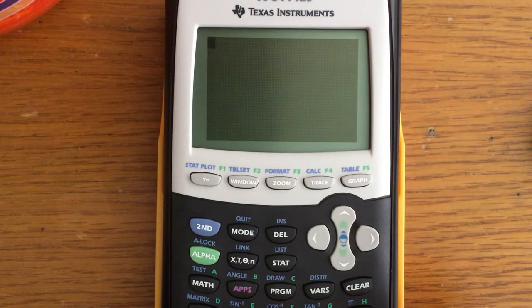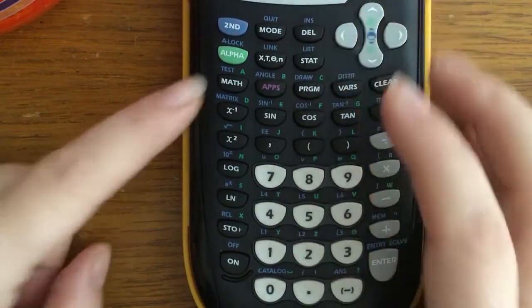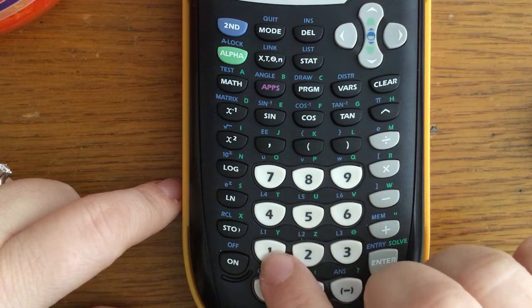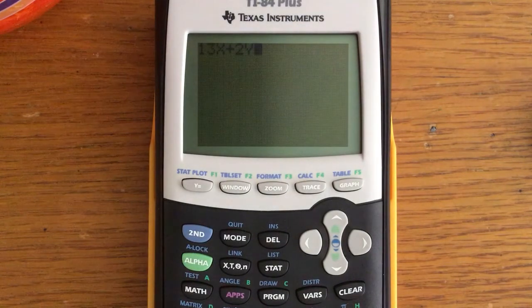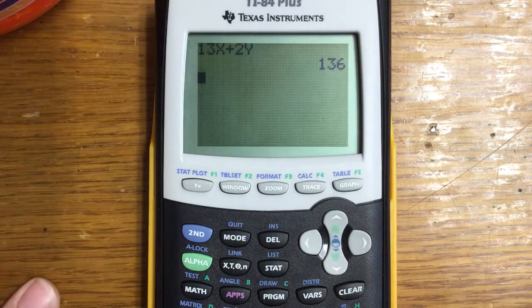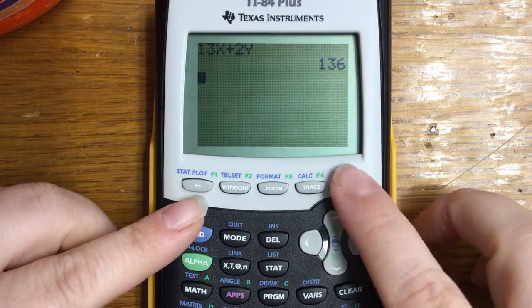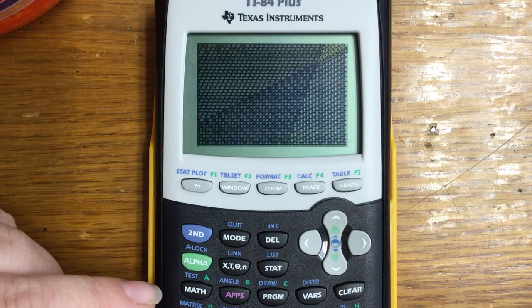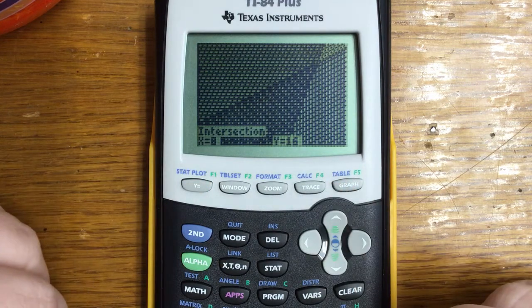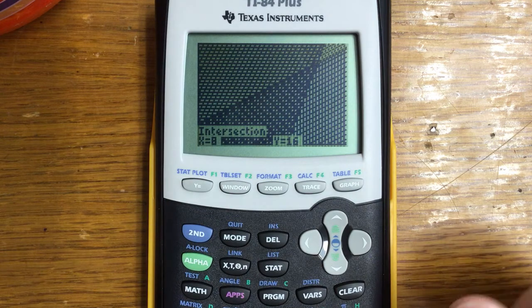Back on the home screen, I'm going to type in my objective function, which is p equals 13x plus 2y. So I'm going to go 13x plus 2, and then to get the y, I'm going to go alpha, and there's a green y above 1. Now back on my screen, I've got 13x plus 2y. If I hit enter, 136 is the value of that objective function at the point on my graph, which was 8, 16. And if you're not sure you're buying that, 13 times 8 plus 16 times 2, it's exactly what the calculator just did for us. So you could jot that down, 8, 16 and the value of p.